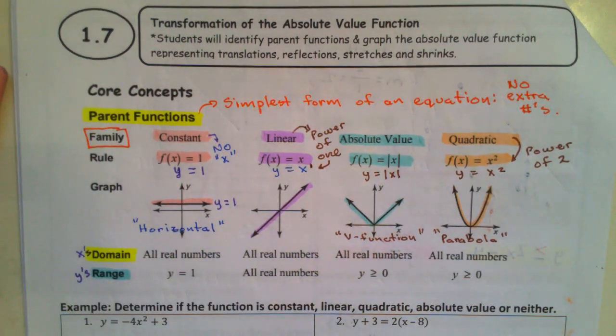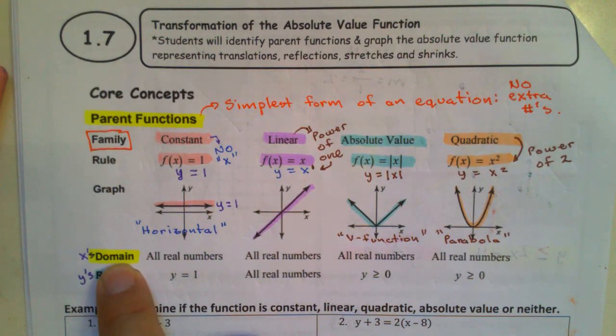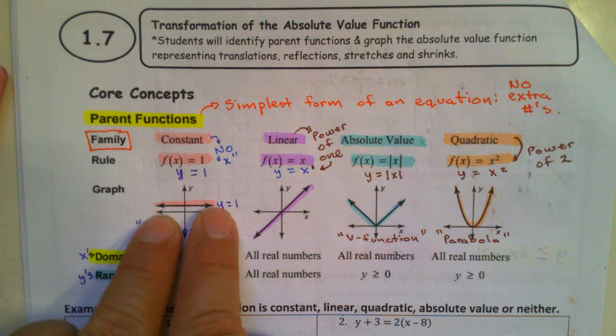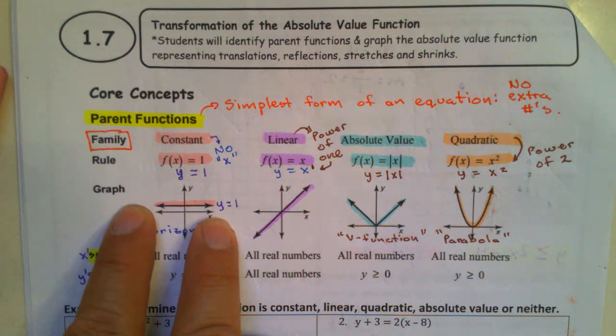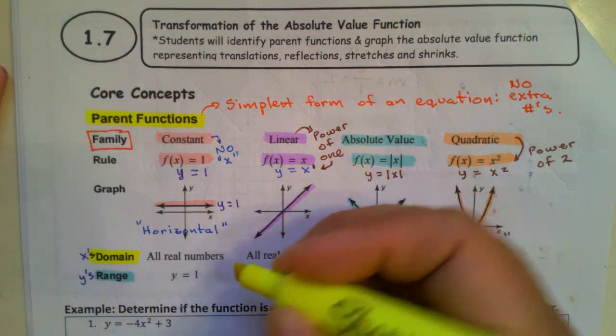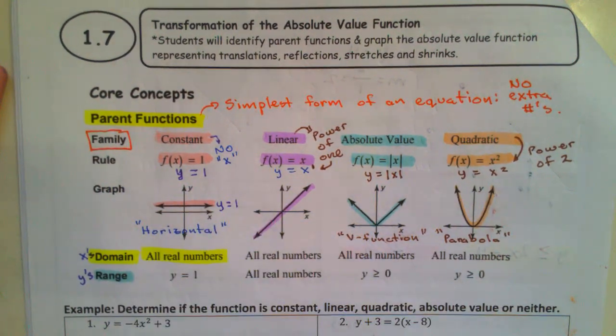And every graph is different, but you should notice something in common. Remember, when we say domain, we always talk about going left forever, right forever. So when I look at this graph, it does go to the left forever, and it does go to the right forever. So that's why the domain says all real numbers.